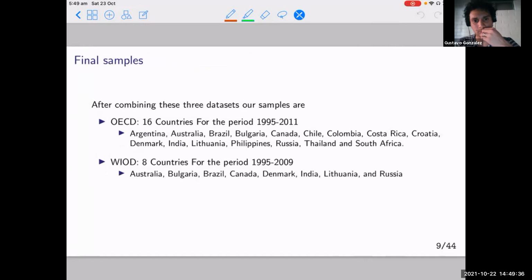After combining all these data sets, we have in the OECD data sample 16 countries for the period 95 to 2001. Unfortunately, the data is not as large as we would like because there are changes in industry classification. So for now, the benchmark data ends in 2009 or 2011, depending on the data set. But we have a good group of small open economies that export commodities.